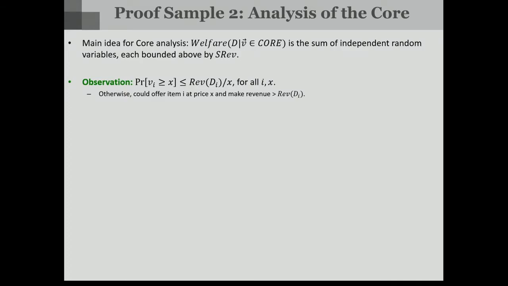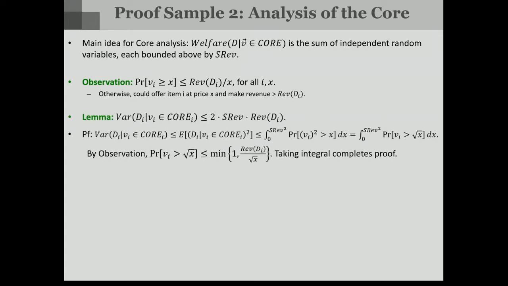Sorry for going through that quickly. Okay, so now for the analysis of the core, I think I'll also go through this a little quickly. Here's just a quick observation that is going to be helpful for what's coming next: for all items i, and for all x, the probability that your value exceeds x is certainly upper bounded by the revenue from selling that item by itself over x. So why is this? If this was false, then I could offer item i at a price of x, and I would definitely get revenue that's strictly larger than the revenue of D_i, which would contradict the definition of the revenue of D_i.